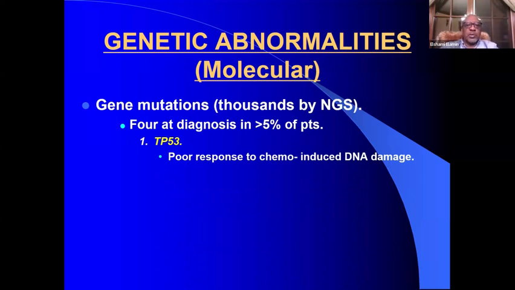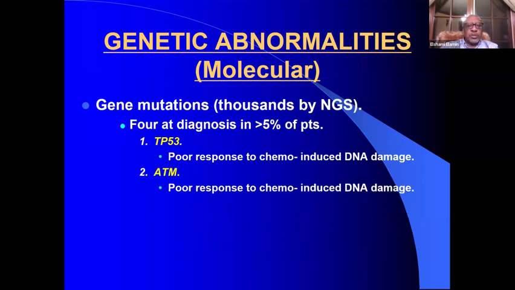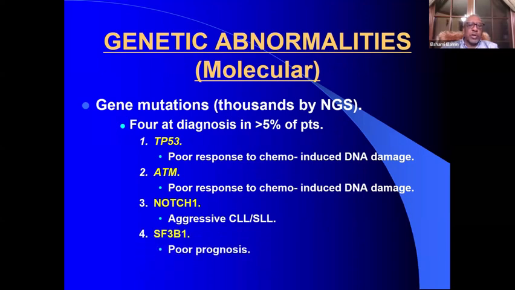This is a gene that comes from the 17p deletion. Again, poor response to chemotherapy, the same thing. But here we detect this by molecular testing, not by FISH. Or ATM gene mutation, same thing, poor response to chemotherapy. This is another gene mutation, but the top ones are the most relevant to the treatment. Those are the common molecular abnormalities in CLL patients. But as I said, there are thousands of gene mutations when we use next generation sequencing of CLL cells.